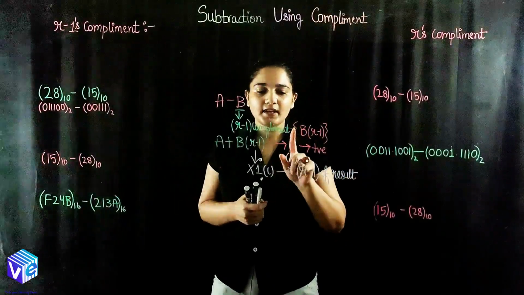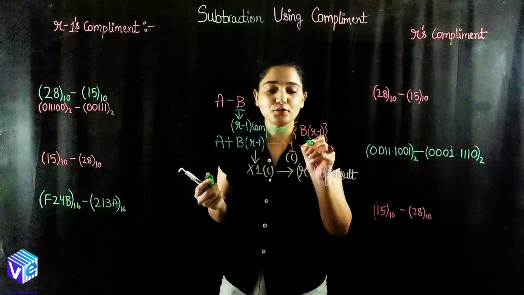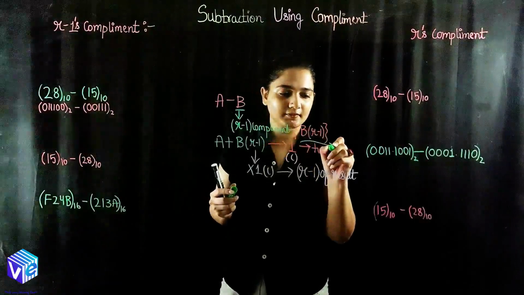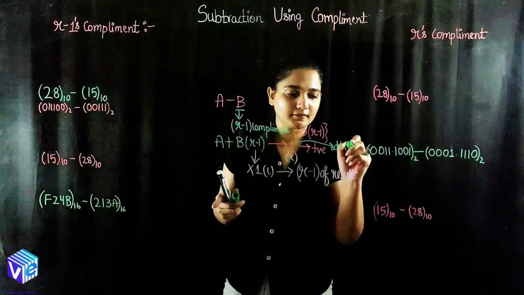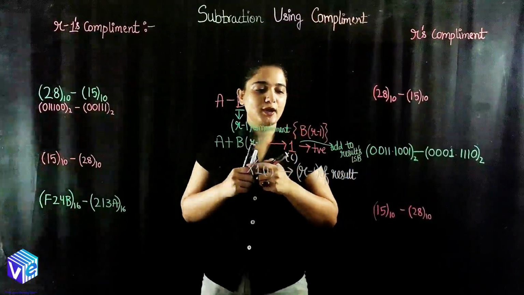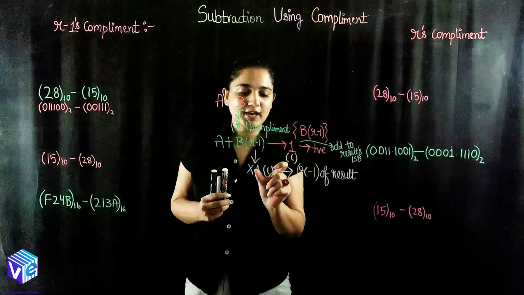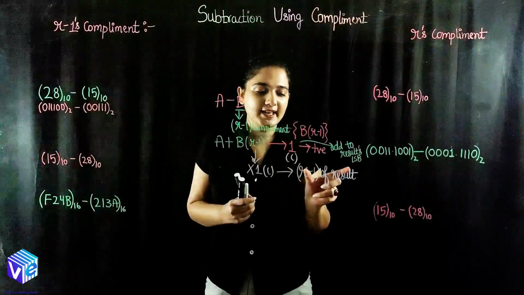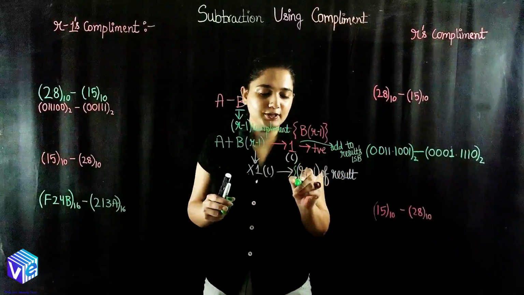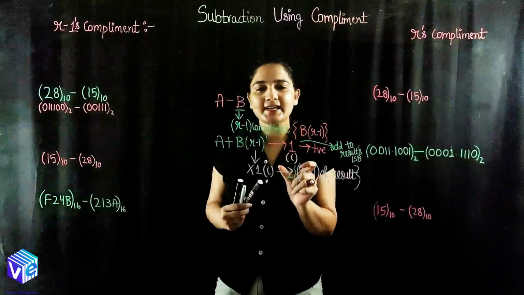So when 1 was generated as the carry, what I have to do is add it to the result, to the result's least significant bit. And whenever we don't have any carry, I will be taking the r minus 1 complement of the result and I will be denoting it with the negative sign. So I will actually have a negative answer.